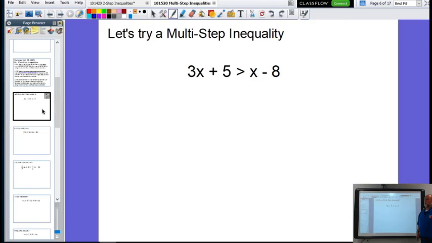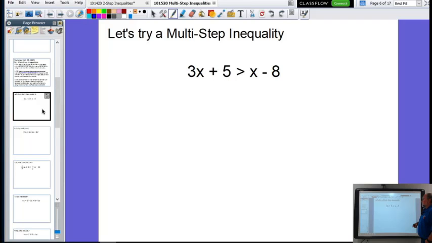So write this one down for me real quick. 3x plus 5 is greater than x minus 8. Now what we're going to do in this first part of the video is we're just going to work a couple of these, and then I'm going to stop the video and make a second video doing the rest of it. That will be the video for tomorrow, because this is the first lesson of a 2-day lesson. Okay, so here we go.